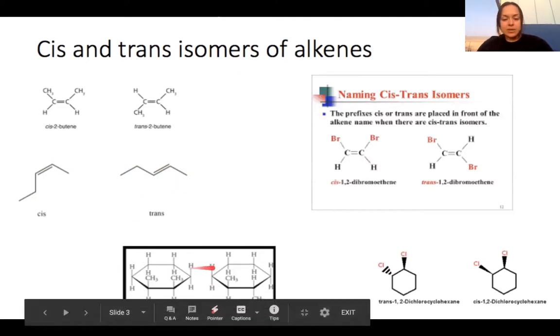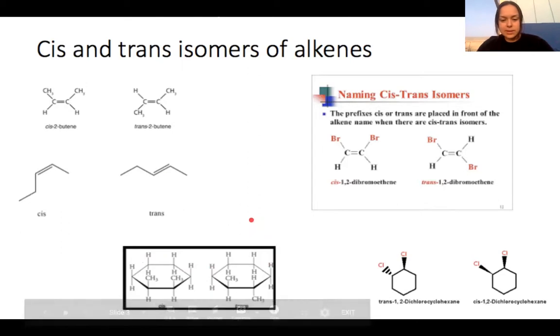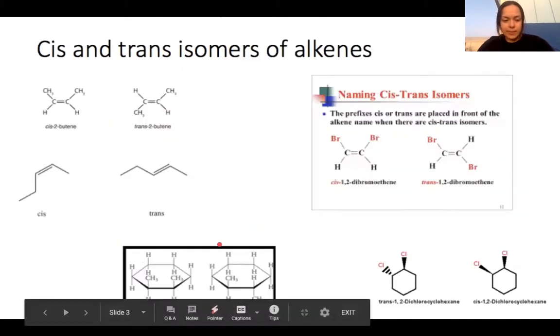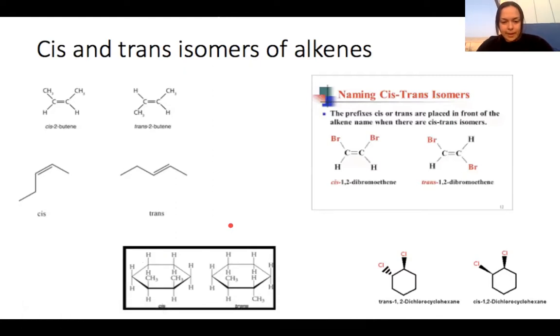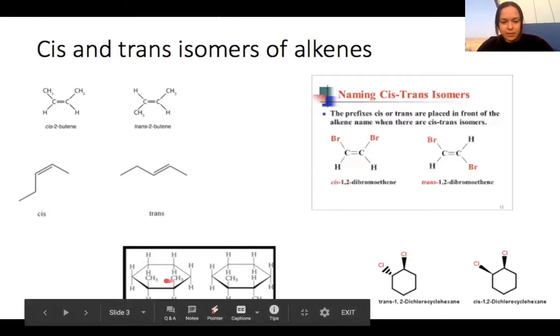It also comes up in ring structures. With ring structures, you can see here both the methyl groups on the same side of the ring right here. And so that is cis. And then over here, we have a methyl group above the ring, and down here, we have a methyl group below the ring.